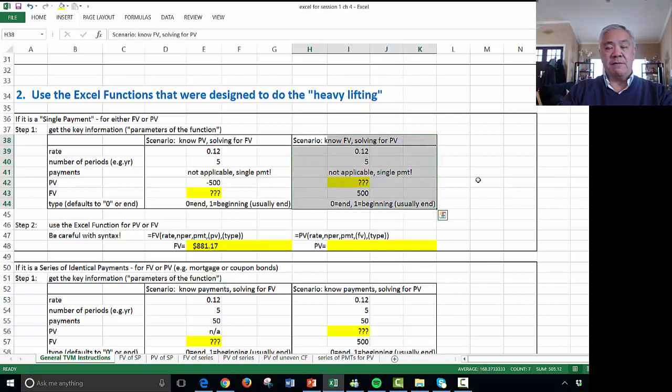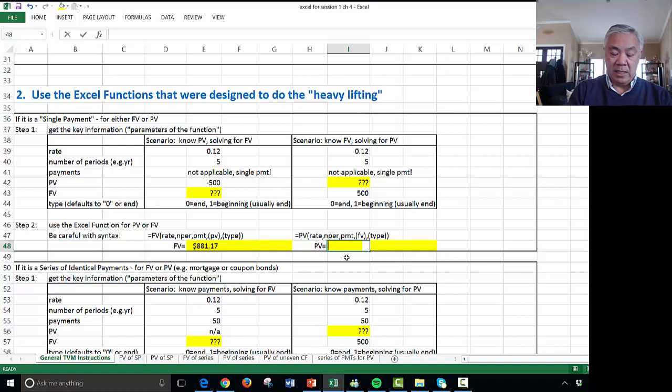Next scenario: what if we know the future value and we want to solve for what it's worth today? Very similar scenario, except notice that the unknown is now PV, the known is now FV. The formula is very similar again, equals PV, open parens, and it'll prompt you for interest rate, comma, period, comma, payments, 0, comma, what is the future value? 500, accept the default, and enter. And that's 283.